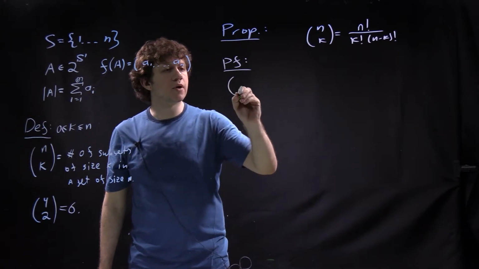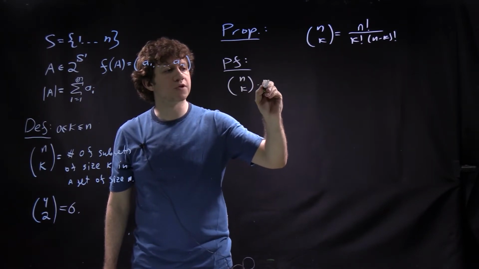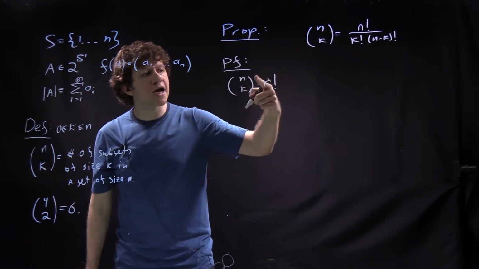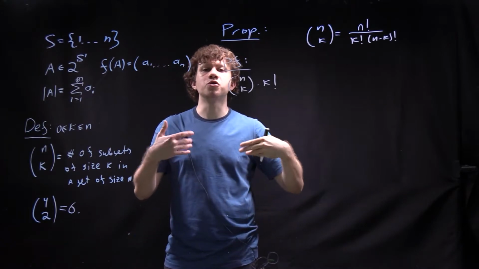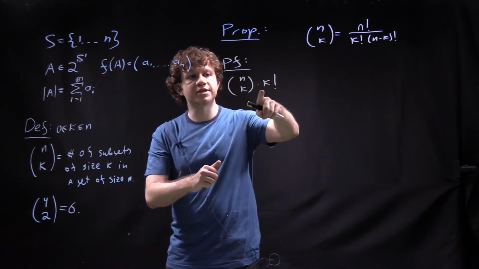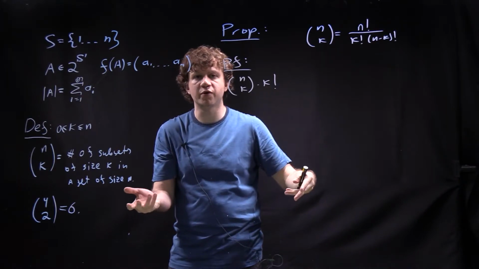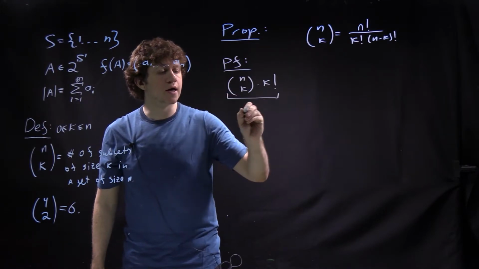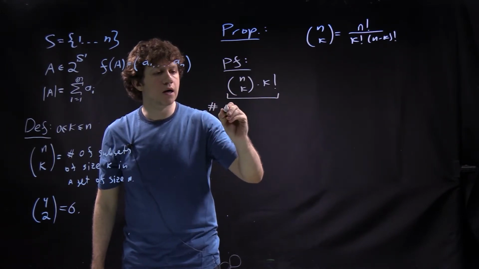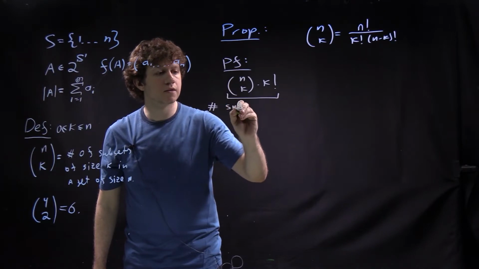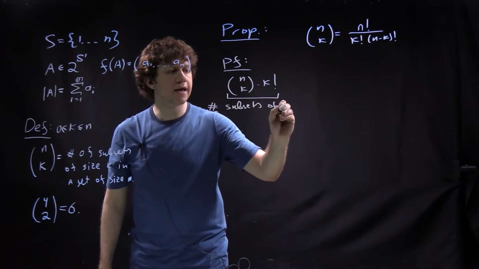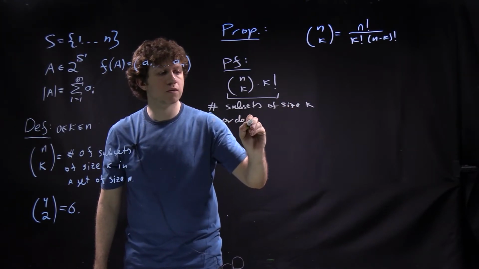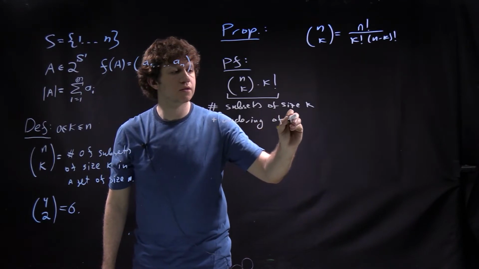So consider the number n choose k times k factorial. n choose k is supposed to be the number of subsets of size k, and times k factorial means that we choose this subset and then we order the elements, because remember k factorial is the number of permutations, the number of ways to permute them. So this gives you the number of subsets of size k plus orderings of their elements.